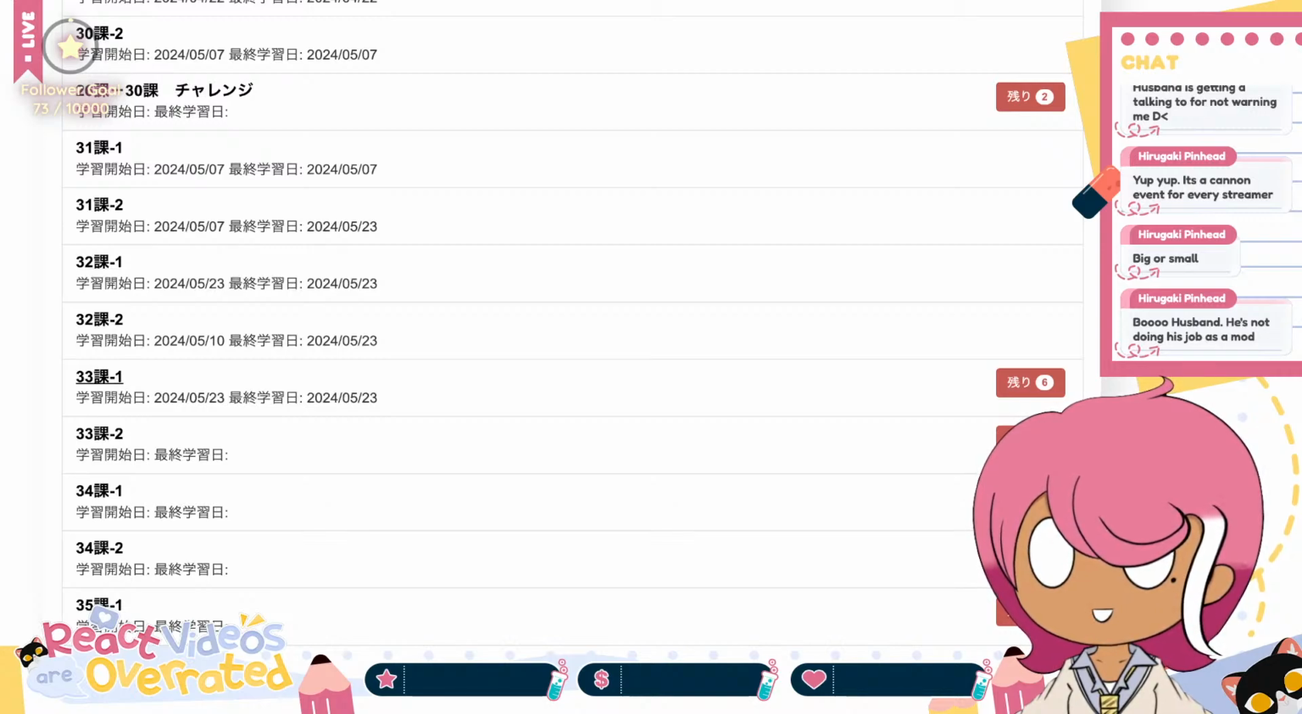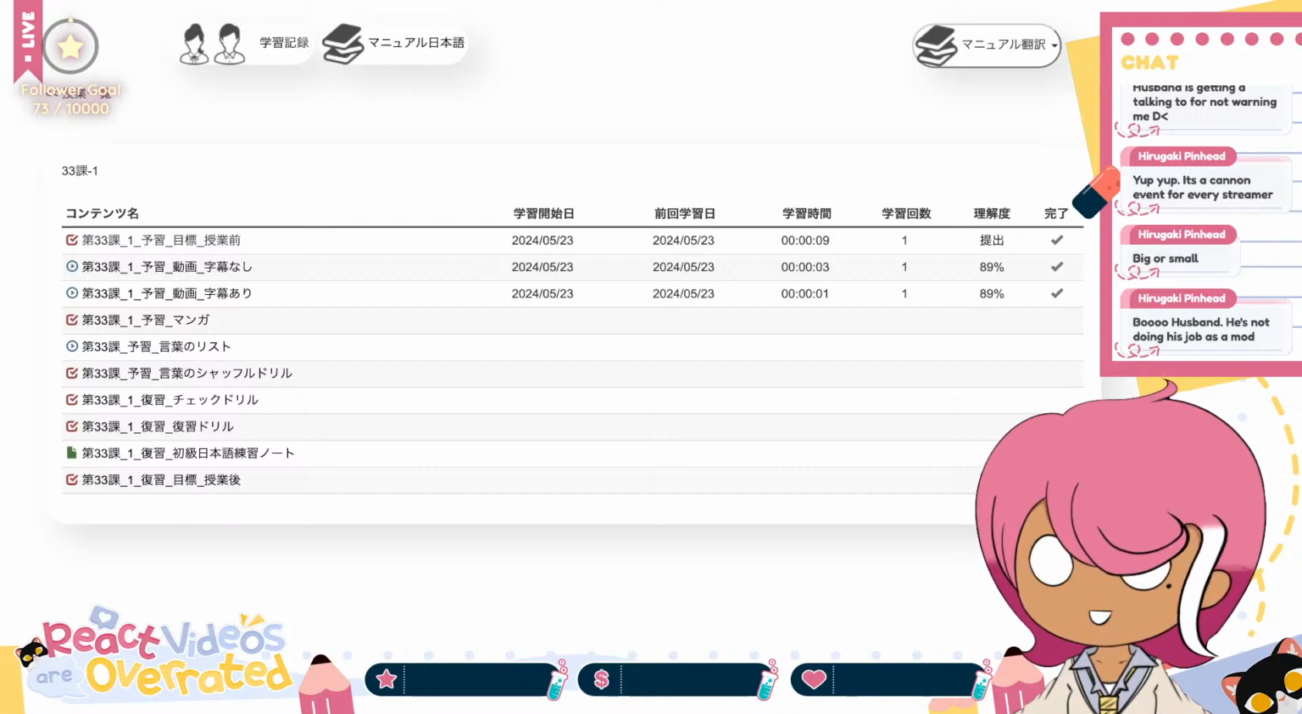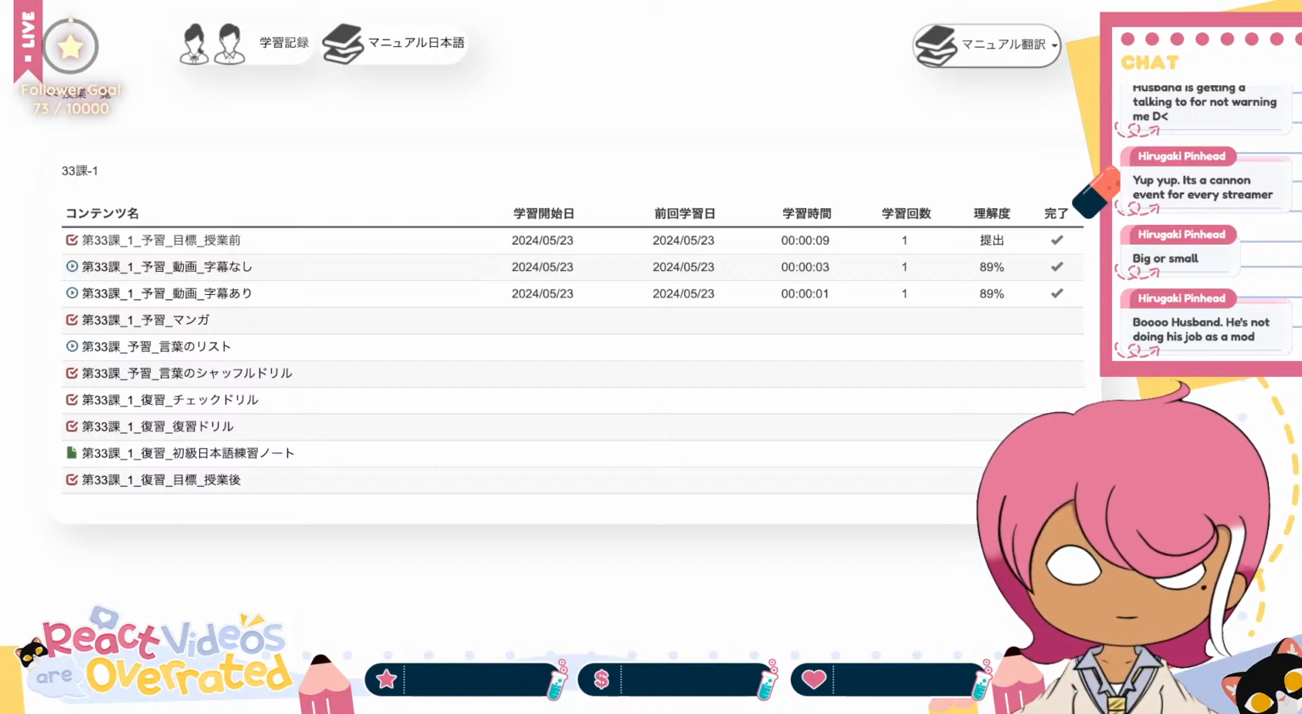Chapter 33. So chapter 33 is where I started. We didn't get too far in. We still have the questions here that I gotta go through. So chapter 33, the general notes in that one is using imperative and prohibitive forms.